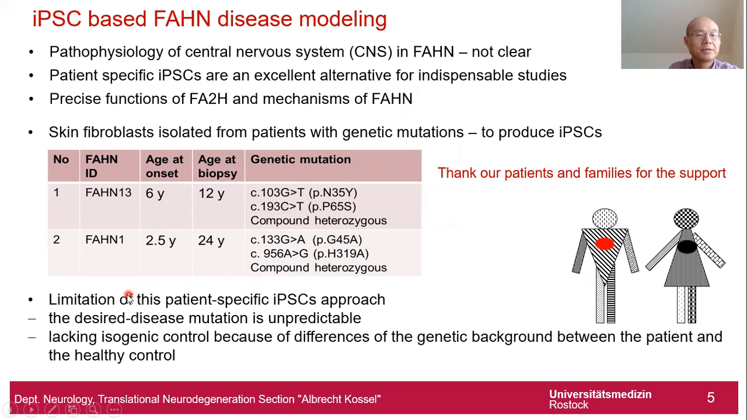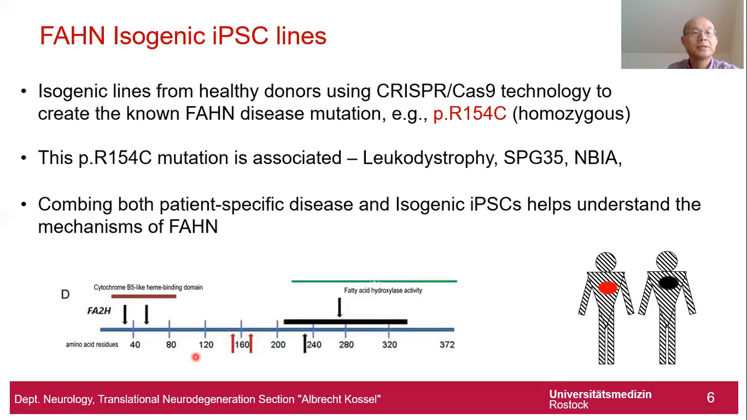But keep in mind, there is still a limitation of this patient-specific iPS approach. The main problem is the lack of isogenic control because of the difference in genetic background between the patient and the healthy control. And this difference between them will affect the accuracy of the study. Therefore, it is also necessary to build FAHN isogenic iPS lines.